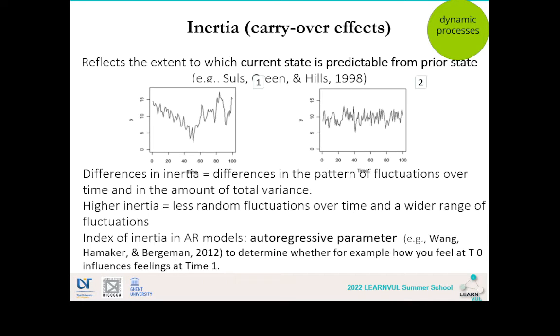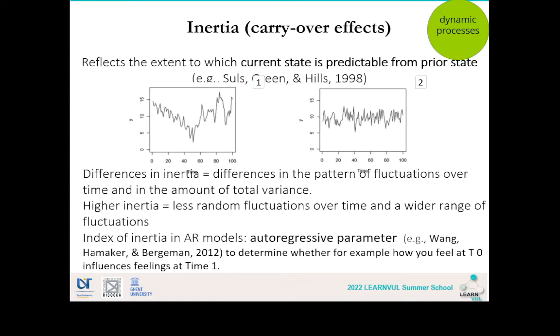Another index, when you look at instability, is inertia. I told you before about how much what I'm feeling right now will have an impact on how I will feel in 2 hours, for example. This is inertia. The more how I feel now influences how I will feel in 2 hours, the larger my inertia, compared with someone who has a very small influence from one time to the other.